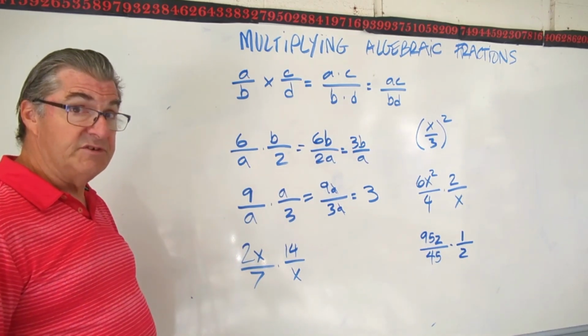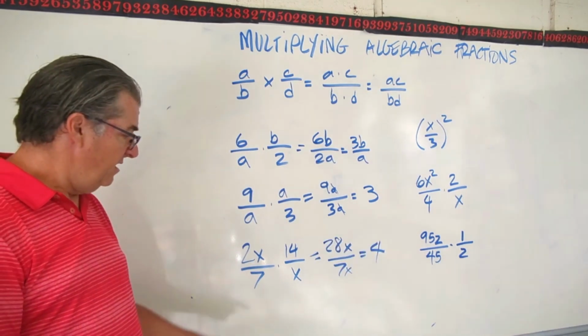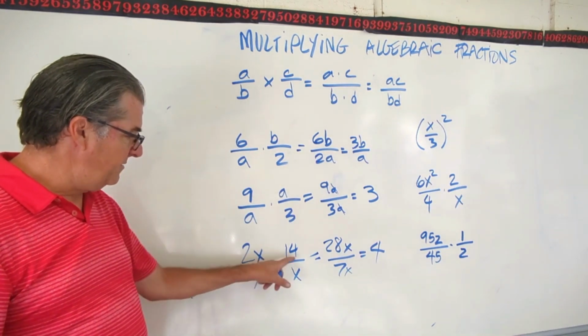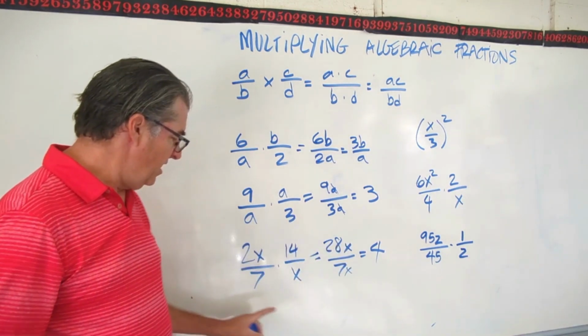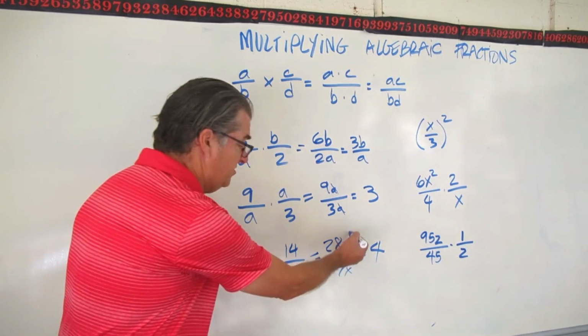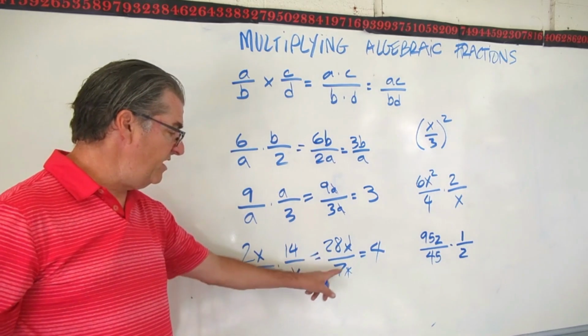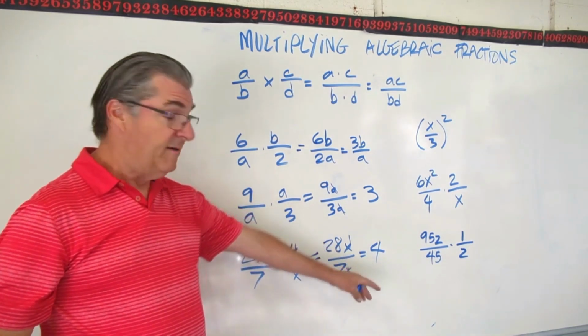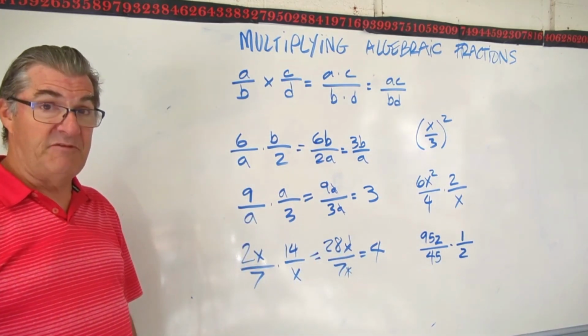Go ahead, pause the video, see what you get. Okay, here's what I get. I multiply straight across. I got 2x times 14 is 28x. On the bottom I have 7x. Now this is going to cancel down quite a bit too. The x's cancel, and 28 over 7 is just 4. So this one got really simplified.